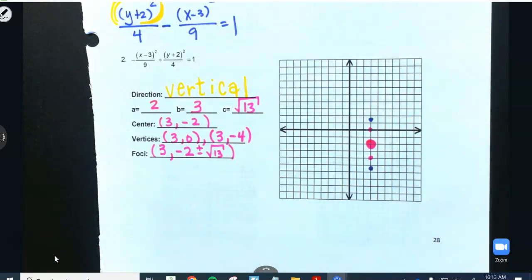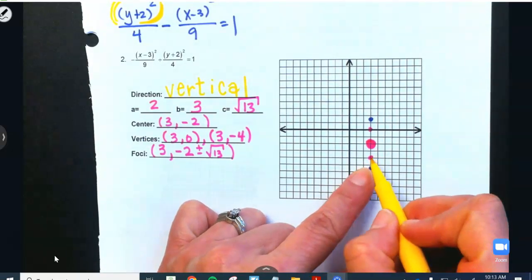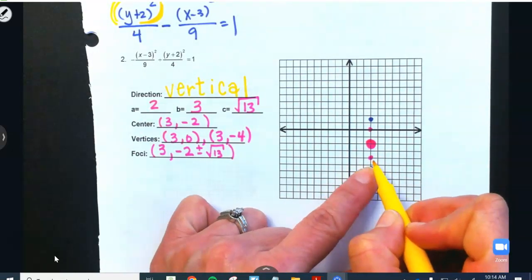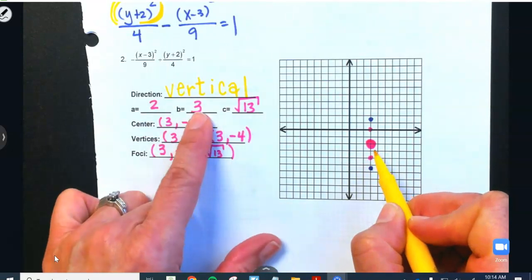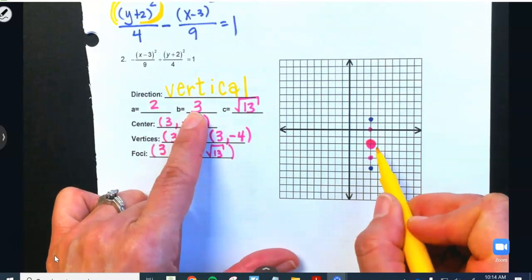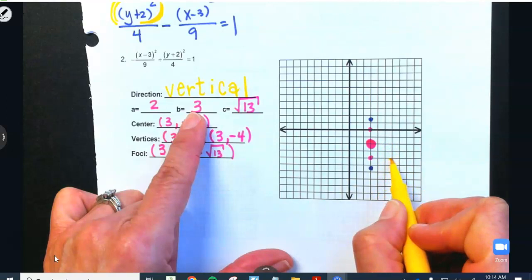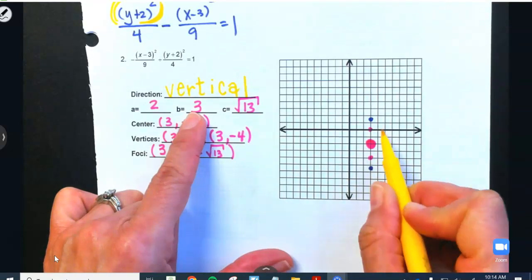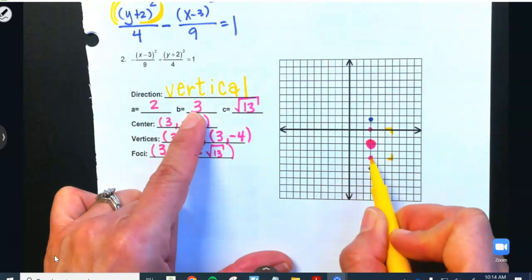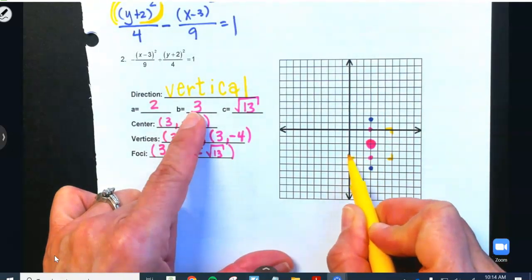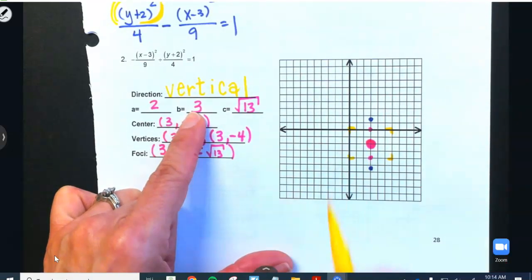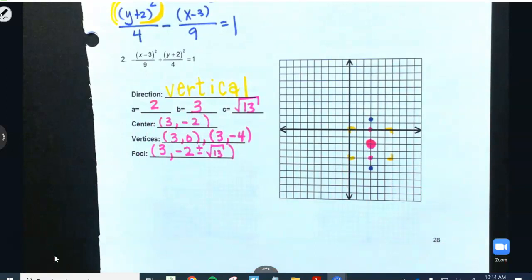All right. Now it's time to draw the box. And remember, the most important thing about the box are the corners, because the corners are the asymptotes. So the corners are going to be on the same line as your vertices, but they're B places away from the center. So B is 3, so I'd go 1, 2, 3. This is a corner right here. This is also a corner. 3 places away. So those are the corners of the invisible box.